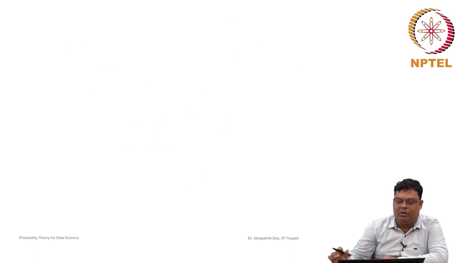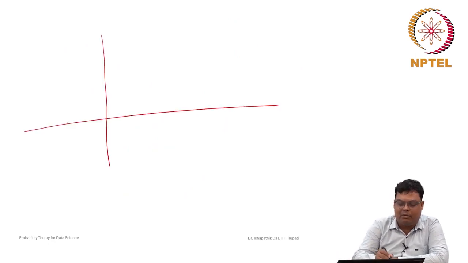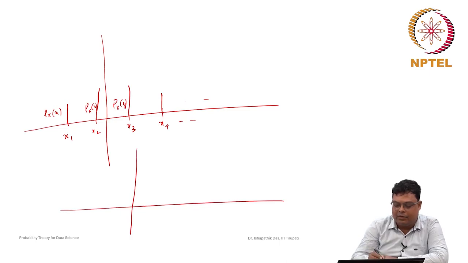If you represent it graphically, it can be more understandable. Suppose this is x1, x2, x3, x4 like this. These are p_X(x1), p_X(x2), and so on. This is the graph for the probability mass function, and for other values it is 0. Now, for the cumulative distribution function, this is x1, then x2, x3, x4 like this. F_X(x) is 0 here, then it takes some jump, then it takes another jump like this.